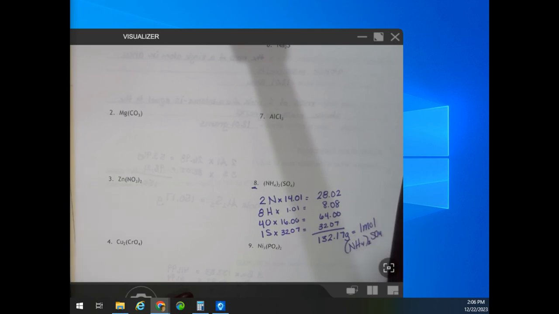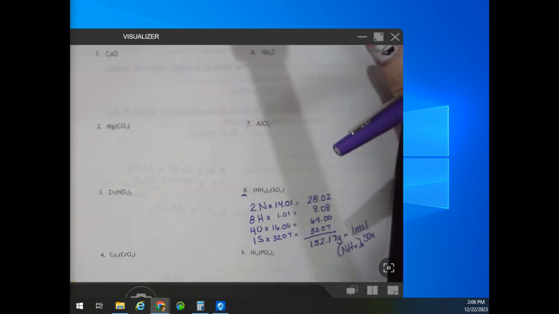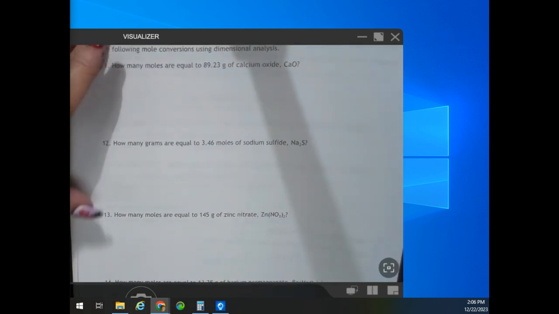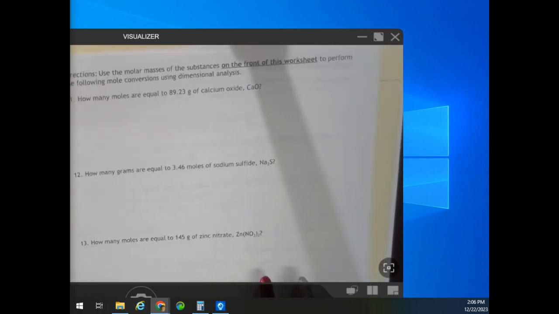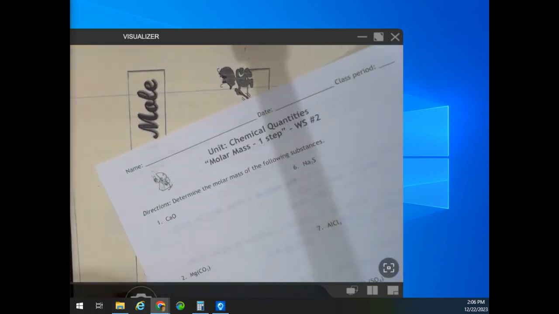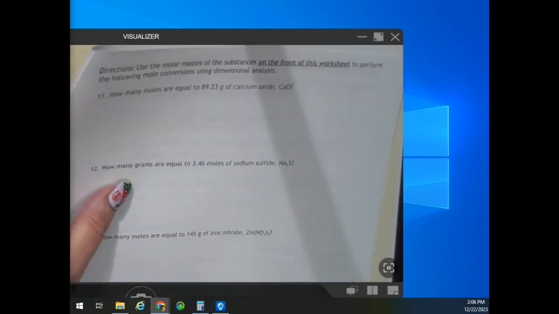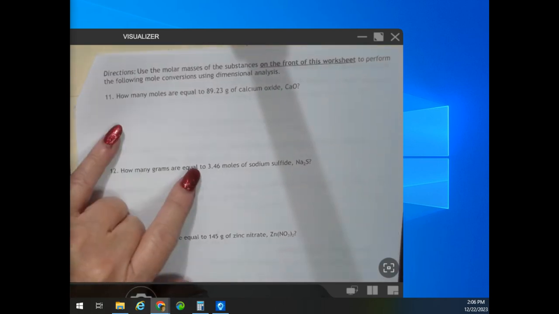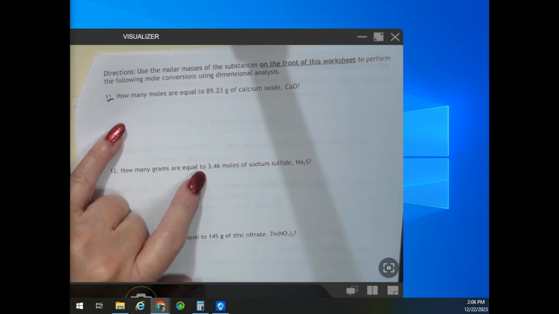Okay, let's hop over here and do a conversion, because we just got to say 1 mole is equal to the molar mass. Some of these use the same compounds you've done, so once you've done that side, you'll be ahead of the game. I'm just going to do number 11. How many moles are equal to 89.23 grams of calcium oxide?